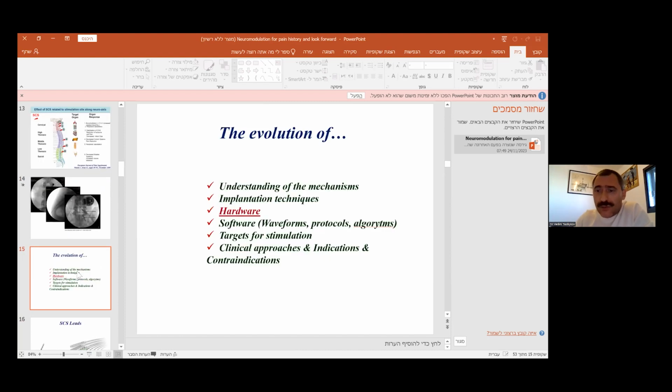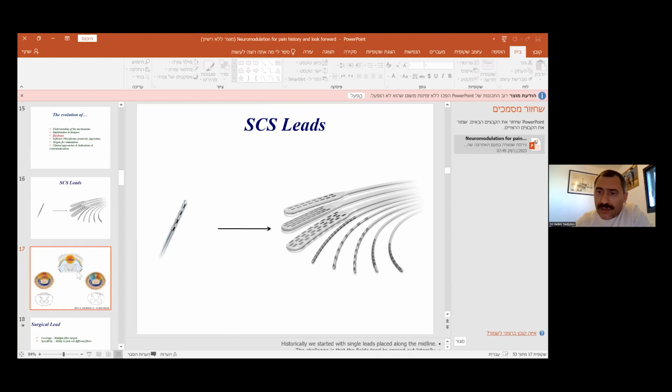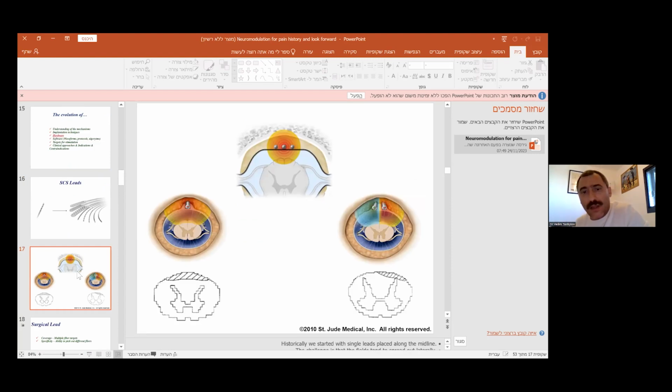So let's see the evolution of the devices, the evolution of the hardware. The first electrode introduced to the market was a 4-contact lead, and after it, during some years, many other electrodes were introduced to the market: electrodes with 8 contacts, electrodes with 16 contacts, and surgical electrodes with 32 and 50 contacts. It is a very important thing, because when we put 2 or 3 electrodes, we can change the electrical field that we apply on the posterior columns.